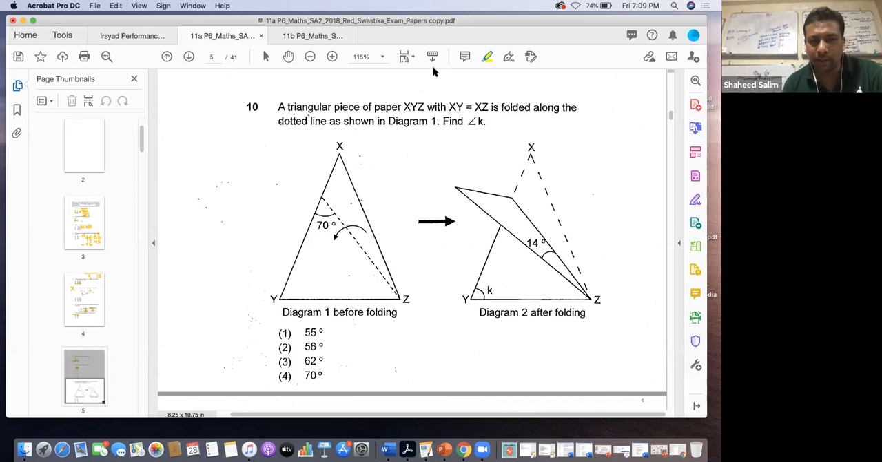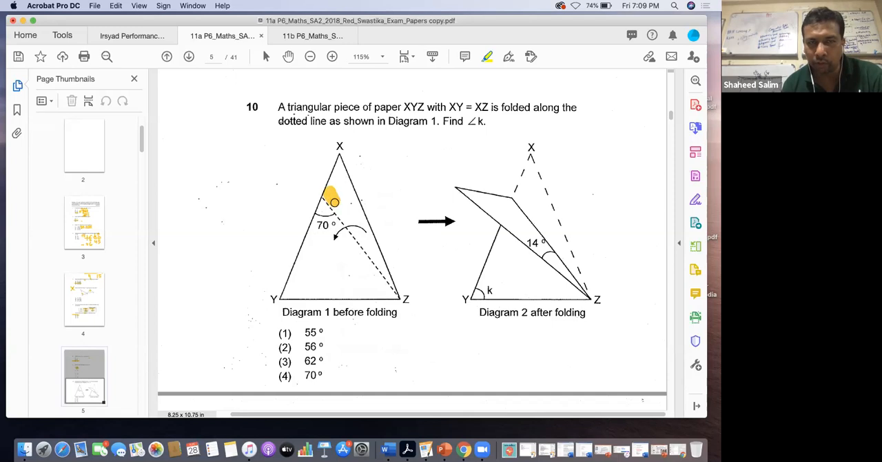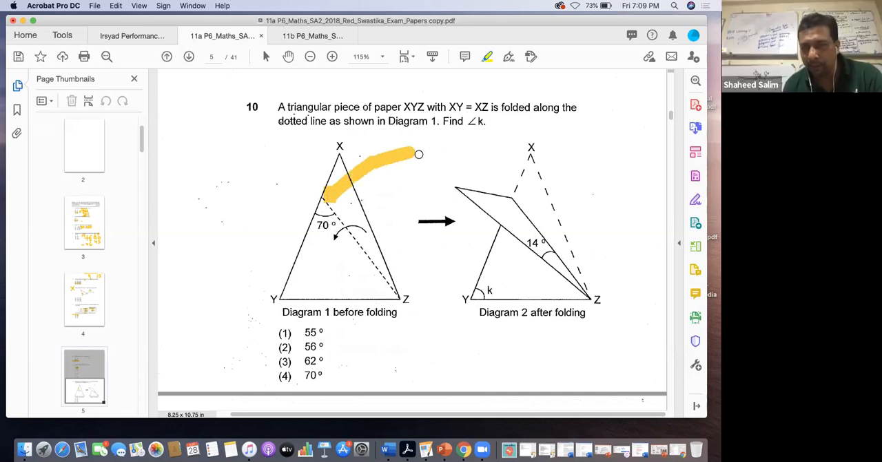You must be able to see this part down here. You know how to find the angle here? 180 minus 70. Good, you get 110. This is the same part as this. This is the back of it. This part down here is the same thing. It's at the back, you know. This is at the back.